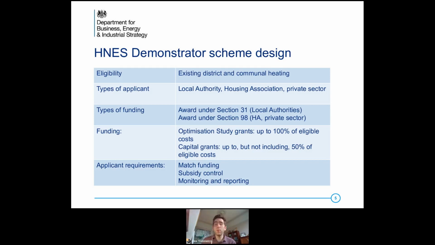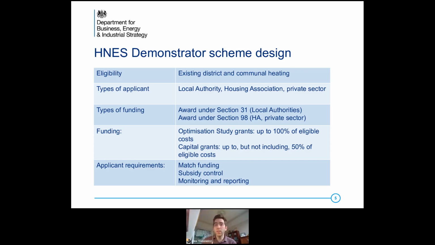In terms of an overview of eligibility and scheme design, in terms of eligibility and types of applicants for the demonstrator, that was fairly broad, covering any existing district or communal heating system. The applications we received were mainly from local authorities, housing associations, and private sector applicants. We awarded funding under Section 31, which was for local authorities, providing funding essentially ahead of need, and under Section 98 for all others, providing funding as a reimbursement after work's been completed.